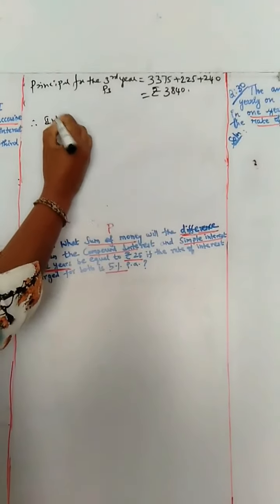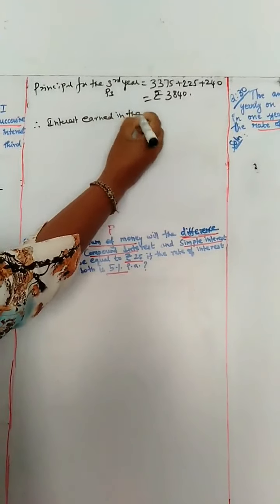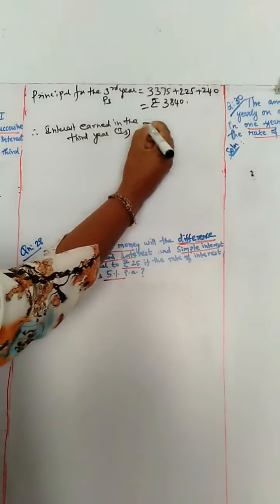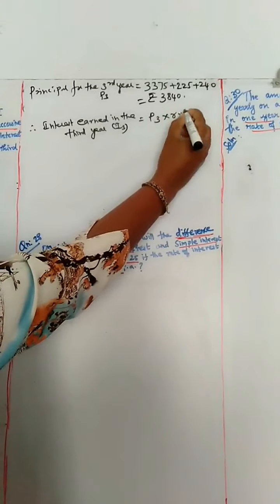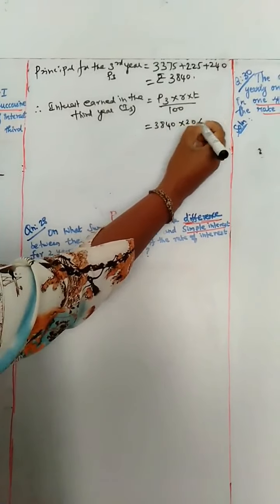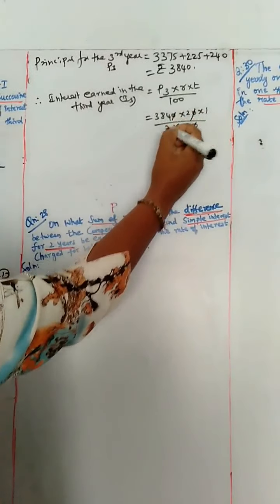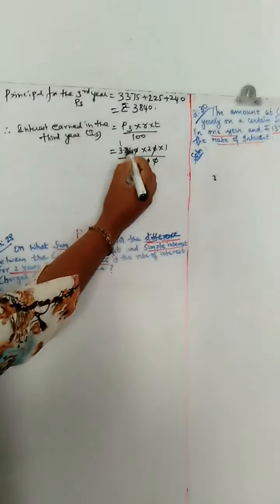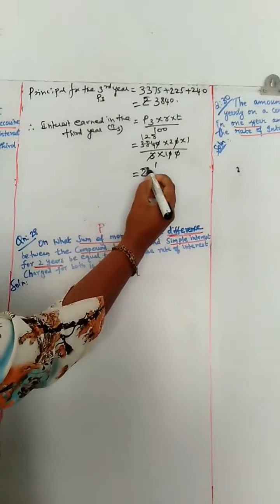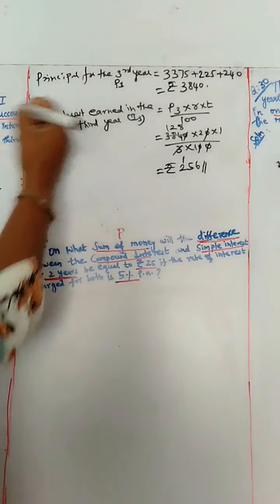So the interest earned in the third year, I3, equals P3 into R into T by 100, which equals 3840 into 20 by 3 into 1 by 100. Cancelling the zeros, then cancelling by 3 table, we get 128 into 2, which is rupees 256. This is the interest earned in the third year, the third answer.